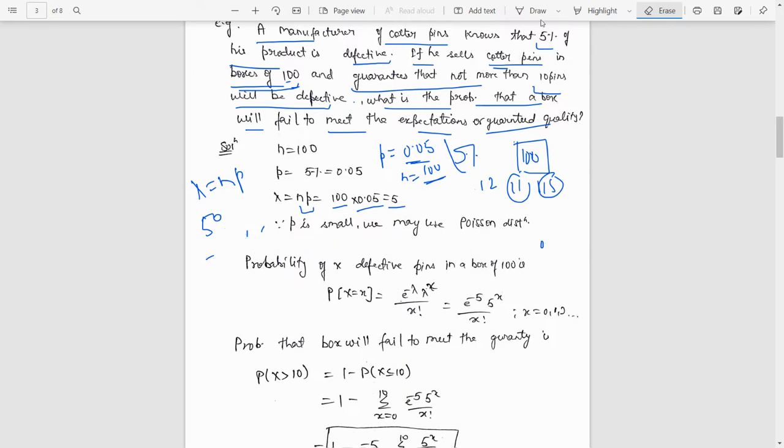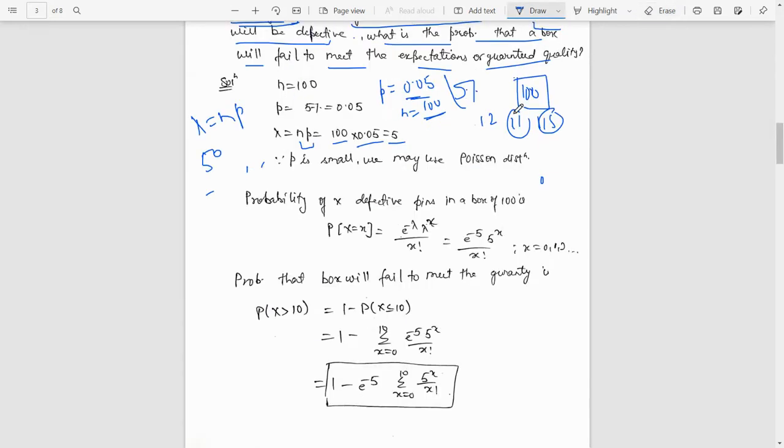So in this particular case, now we know our lambda. We just have to note that if x is the number of defective pins in a box of 100, then probability of X equal to x is going to follow a Poisson distribution. This Poisson distribution has the same format: e to the power minus lambda, lambda to the power x upon x factorial. Lambda is equal to 5 that we got. So we just converted this into this.